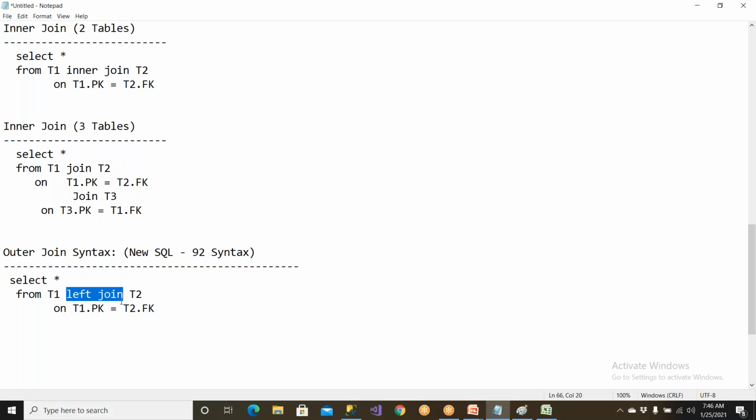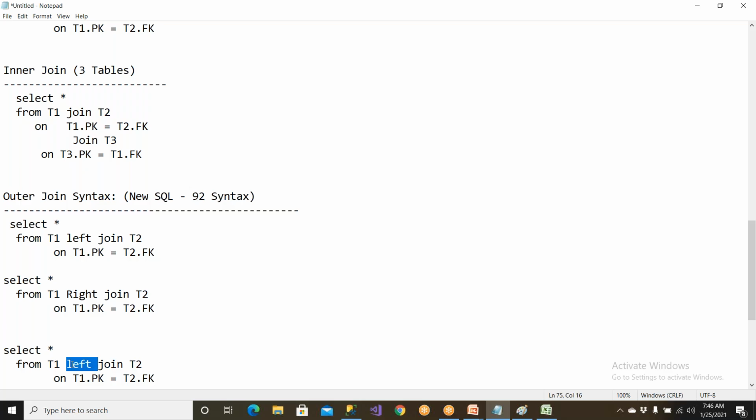So when you say left join, to this keyword, this is the left table and this table is the right table. So the left table, meaning T1, will be taken. Clear? So this is what is called left outer join or left join. If you wanted to go in for right join, you can say right join like this. To this keyword, the right table is T2. Clear? If you wanted to go in for a full join, you say full join here. That's it. The syntax is very, very simple.